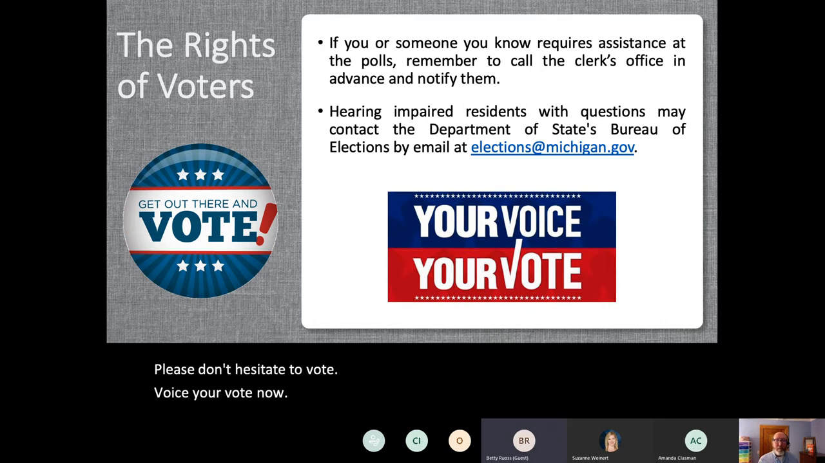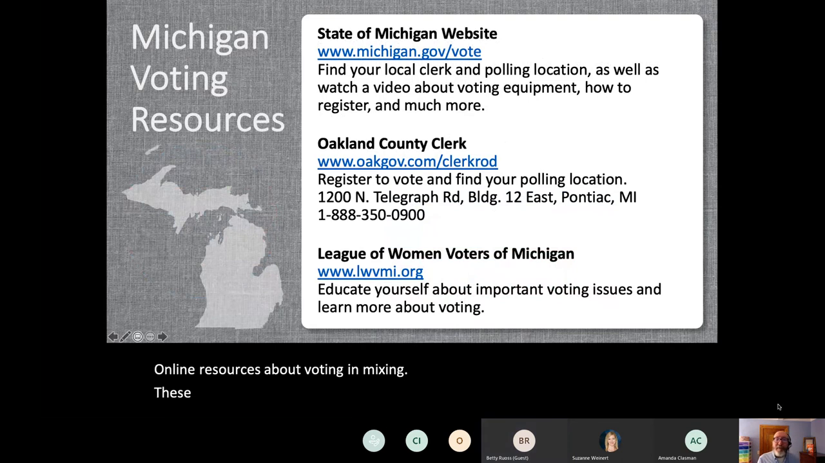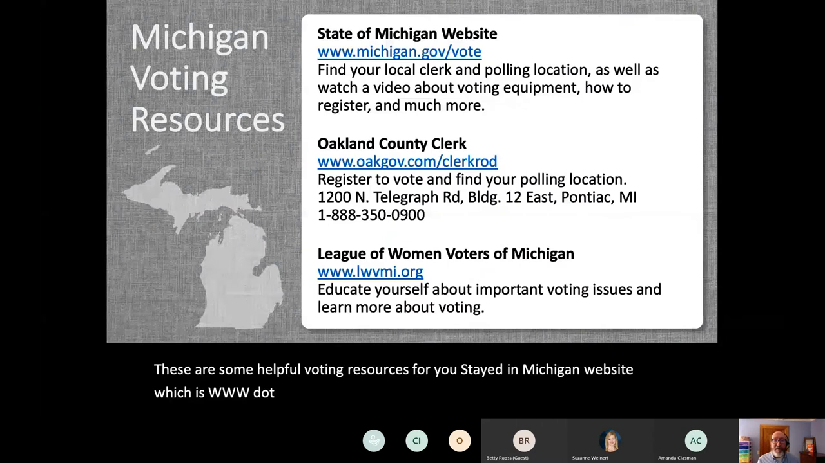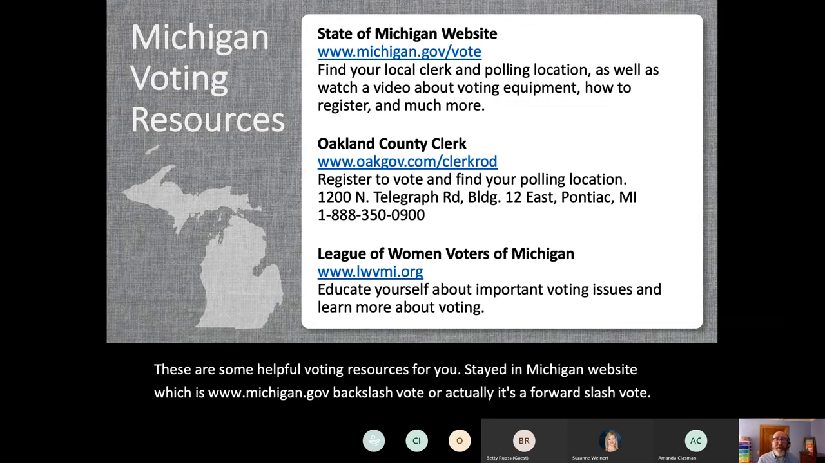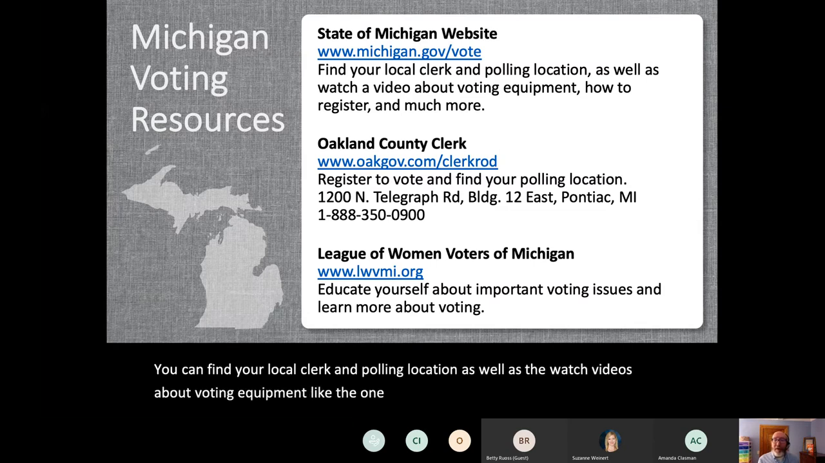Now Mark will go over some online resources about voting in Michigan. These are some helpful voting resources for you. State of Michigan website, which is www.michigan.gov/vote. You can find your local clerk and polling location, as well as watch videos about voting equipment like the one we just saw. You can learn how to register and much, much more.